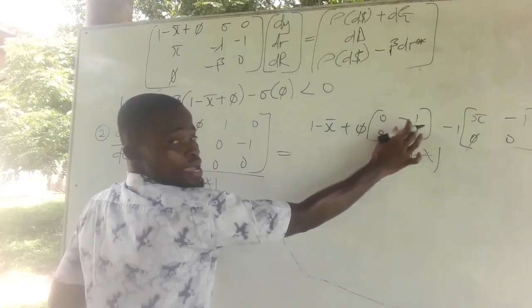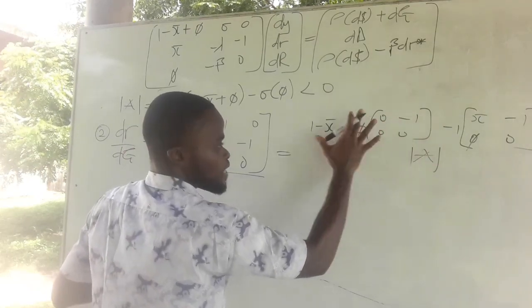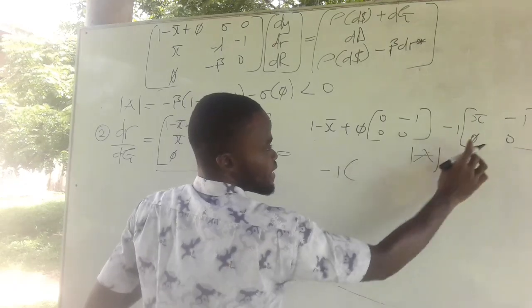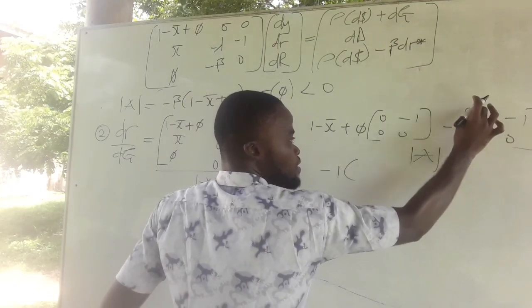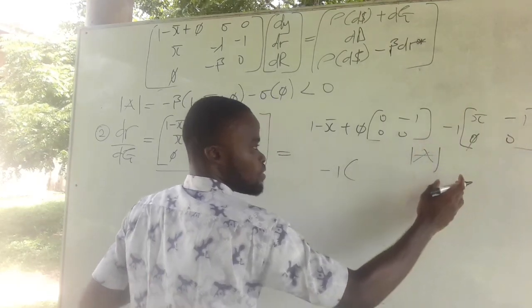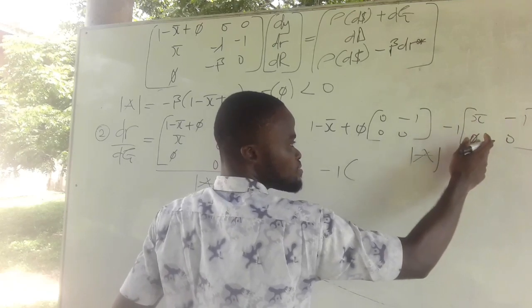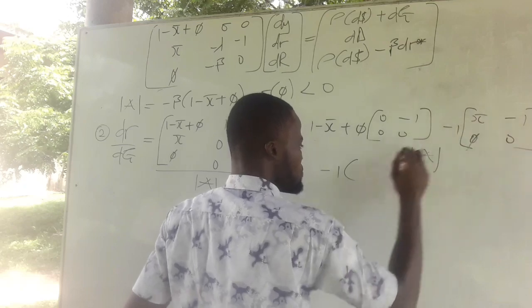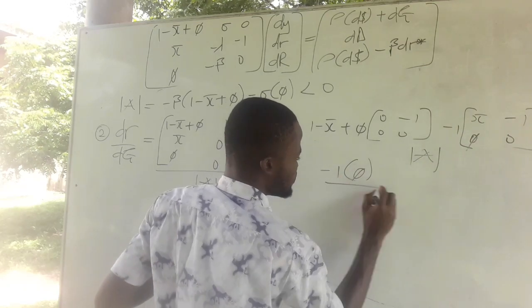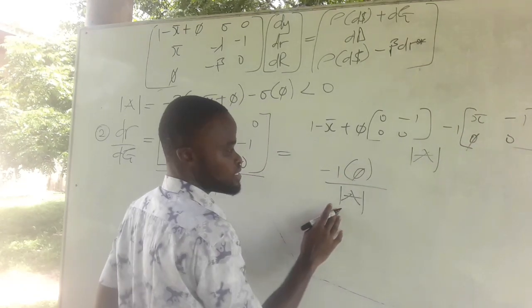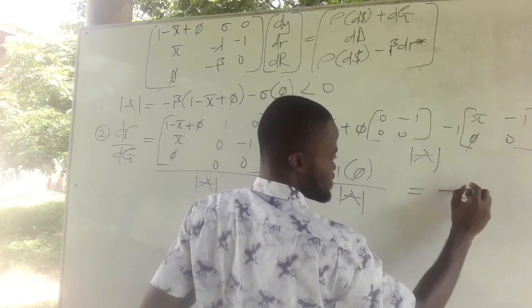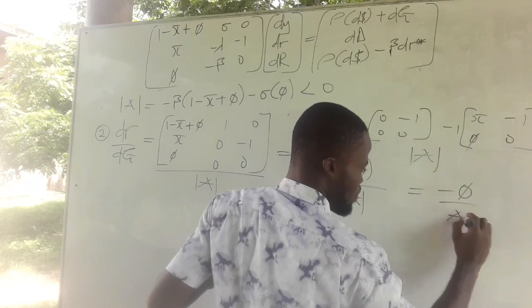This one will give us 0, because when you multiply, we'll be left with this negative 1 into brackets, the principal diagonal, pi times 0 will give us 0. Now the off principal diagonal, theta times negative 1 will give us negative theta. And we have to subtract it, so it will be positive theta, all divided by our old determinant. So at the end of the day, we will have negative theta over our determinant.